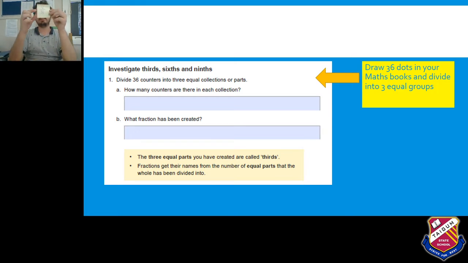And if I did this as a sum, 12 divided by 36, that would give me 3. Okay, so you're seeing that it's related to division. It's also related to multiplication, because 3 multiplied by 12 gives me 36. So 3 equal parts are called thirds. So these counters have been split into thirds. You with me? Good.